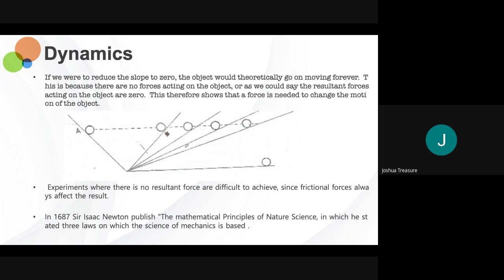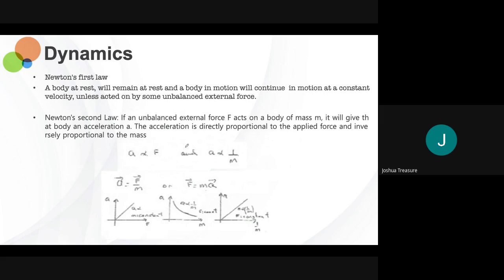So experiments where there's no resultant force are difficult to achieve in real time, since frictional forces always affect the result. In 1687, however, Sir Isaac Newton published the Mathematical Principles of Natural Science, in which he stated three laws on which the science of mechanics is based. All right, and we said the first law, a body, right? You should have been introduced to this already from the CSEC level. A body at rest will remain at rest, and a body in motion will continue in motion at a constant velocity unless acted on by some unbalanced external force.